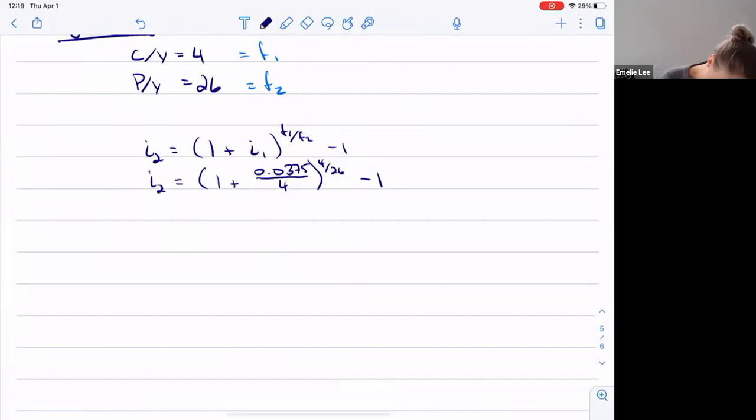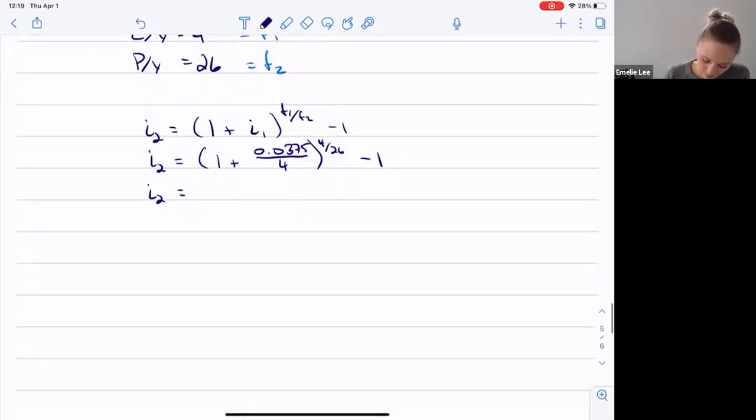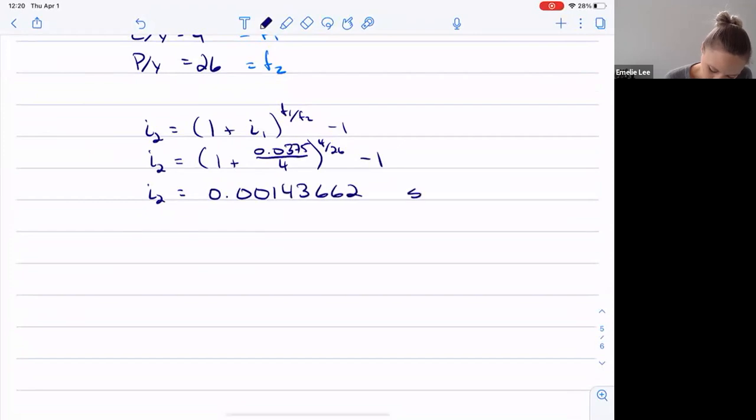So I2 is this. I'm just going to do it on the side because the main event is using our calculator to do these later. So we're just practicing by hand here. 0.0375 divided by 4, then plus 1, to the power of 4 divided by 26, then minus 1. I am getting 0.00143662, which I am going to store in I. Hopefully you got something similar.